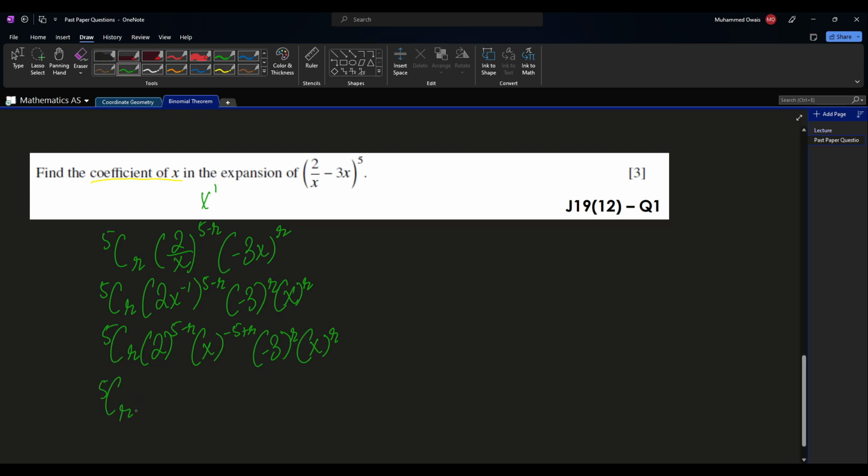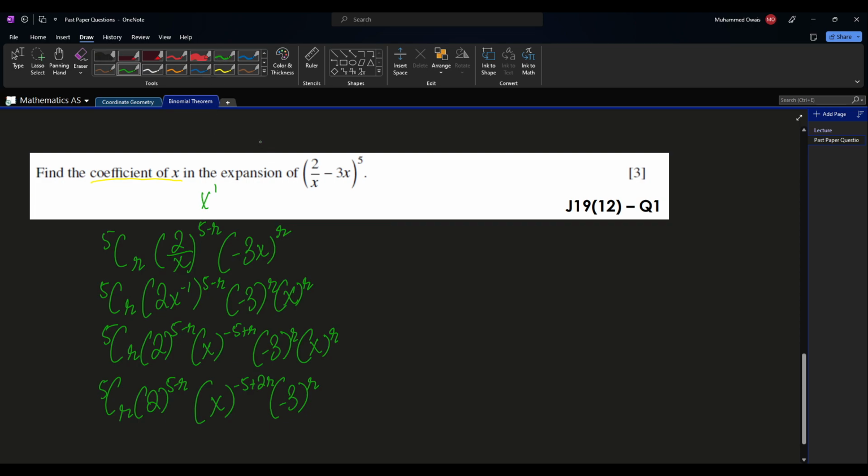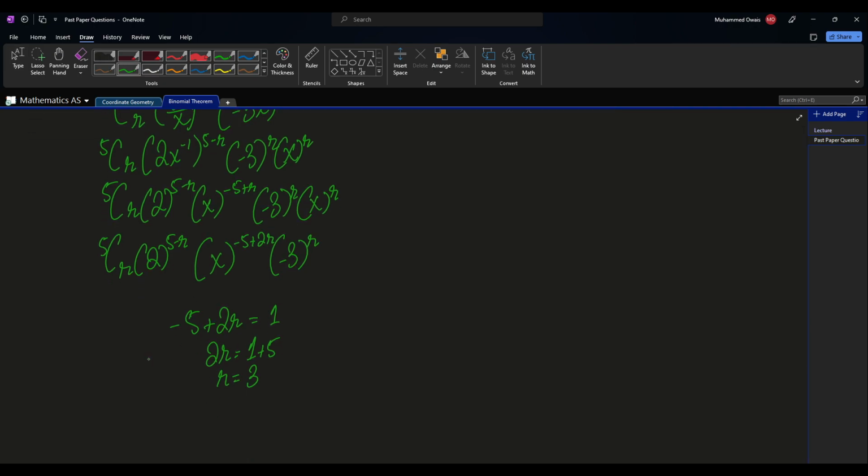Once again, 5cr into 2, 5 minus r. Now then, as x and x are multiplying with each other, therefore their powers will add. So this becomes minus 5 plus 2r, and this becomes minus 3 power r. Alright, now then, I need to equate this to 1 because it wants the power of x to be 1. So the power of x right now is minus 5 plus 2r, and we want it to become 1, therefore we will equate it to 1. So this becomes 2r equals to 1 plus 5. Therefore r is equals to 3. Alright, r is equals to 3.